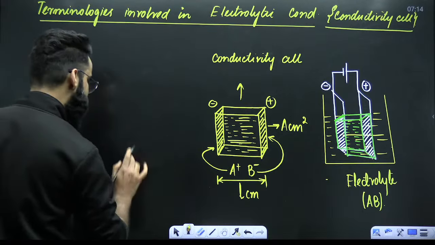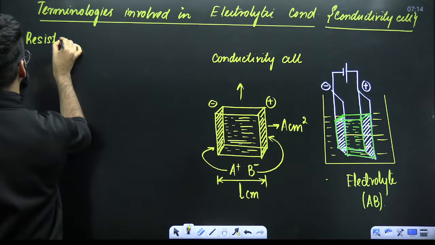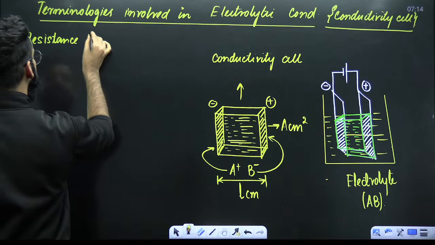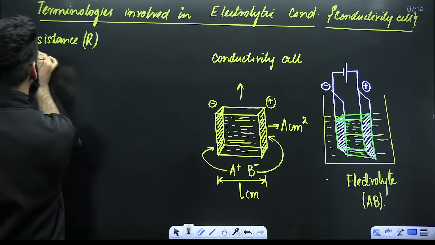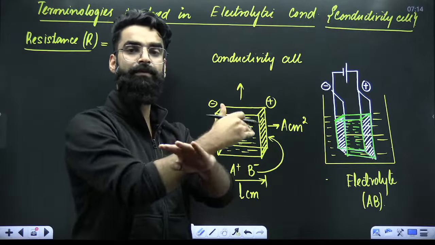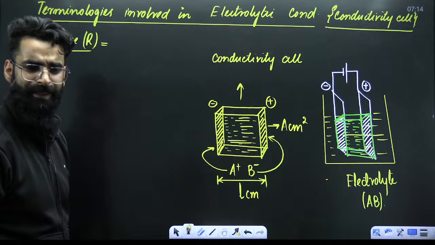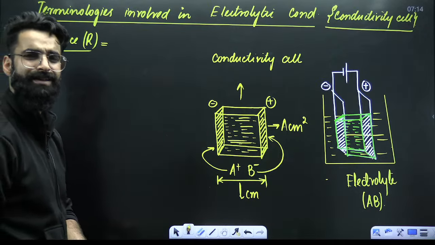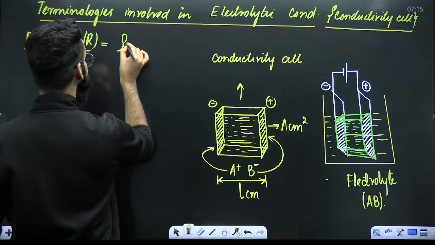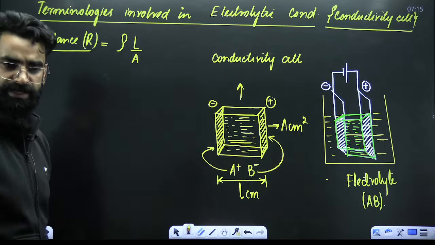Perfect? So my first terminology, my dear students, is resistance, which is denoted by R. I'm not going to write its definition because you already know it: obstruction in the movement of the ions. How do you calculate this R? You know it already. R is equal to rho L divided by A.